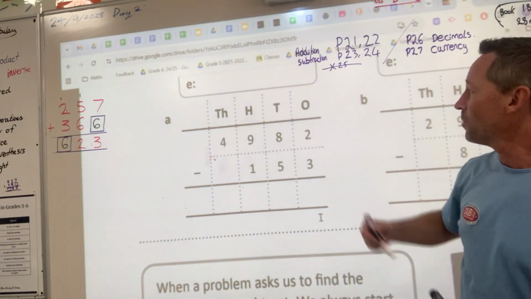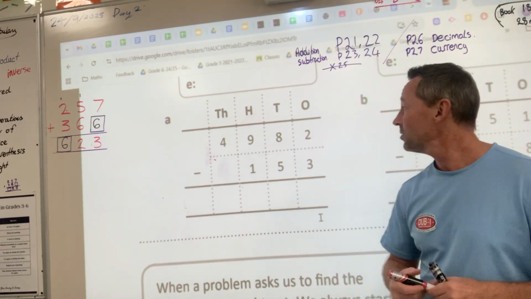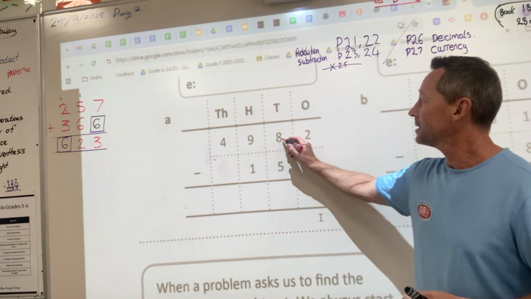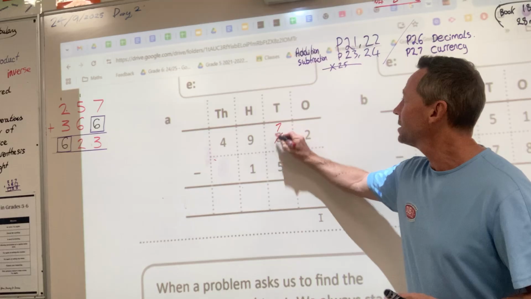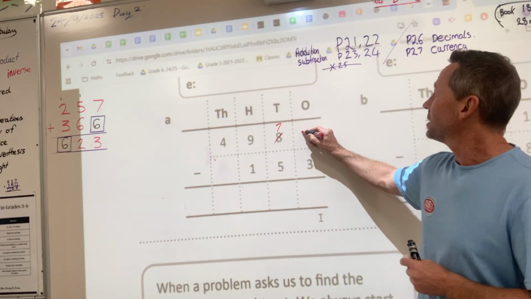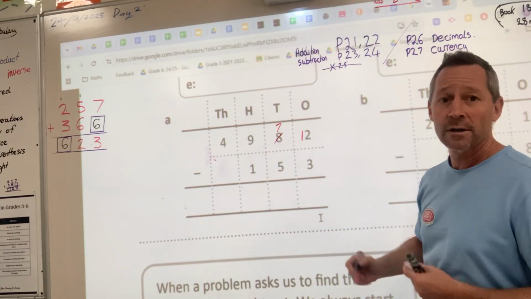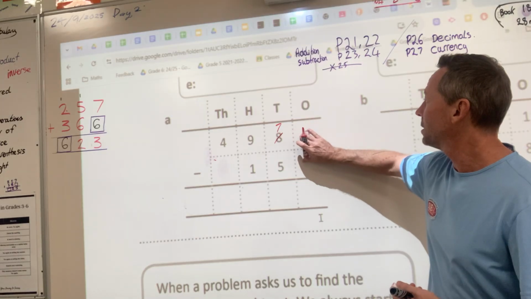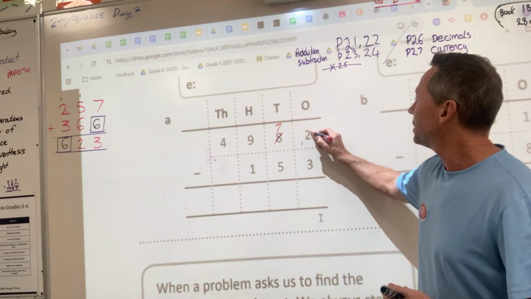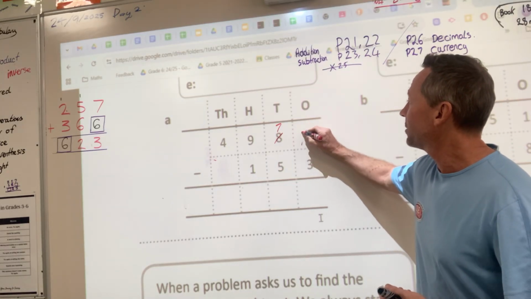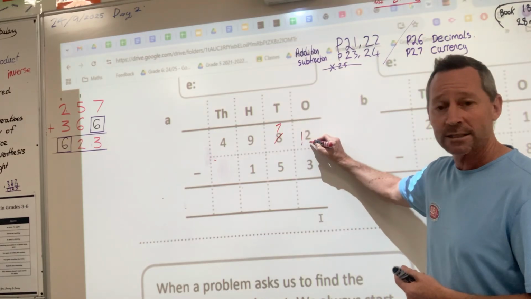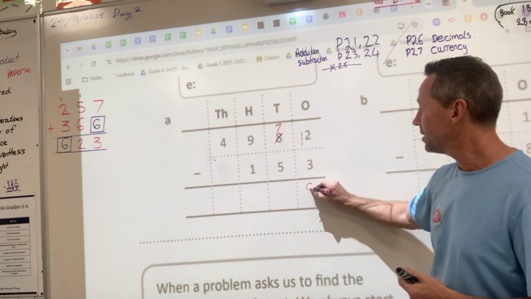Alright, 2 minus 3, can't do. So if they come across here, take 1 from here, that becomes 7. This becomes 12. Now some people might just cross out and put a 12 up there, it doesn't really matter. It's going to be 12. 12 ones. 12 take away 3 leaves 9.